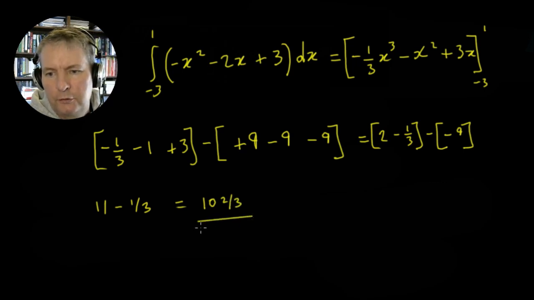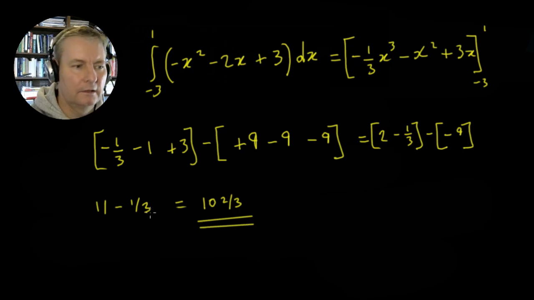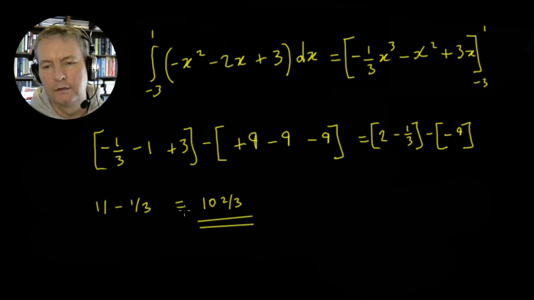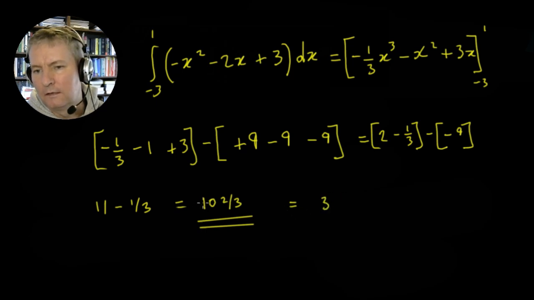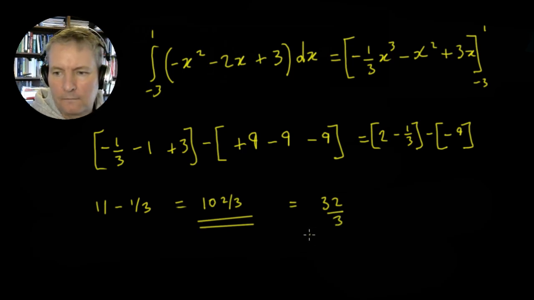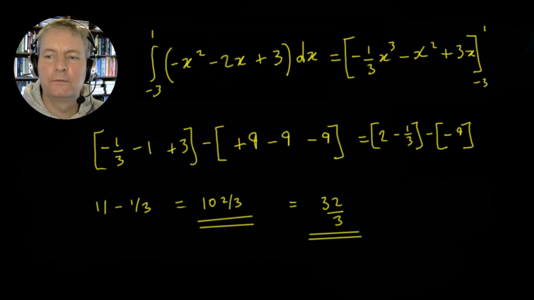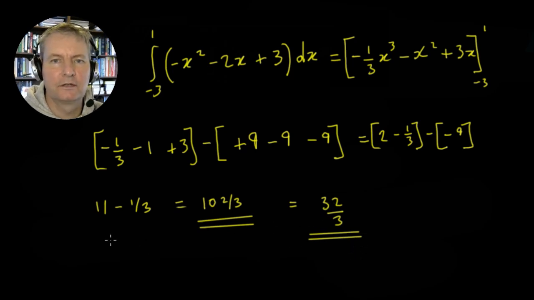So that there should be the area between the two curves. But what we can do is put it into the graphical calculator and see whether this is actually the right value. So that's 10 and 2/3. But we can also write that as 32 upon 3. So let's put it in the graphical calculator and see if we get this as the correct answer.